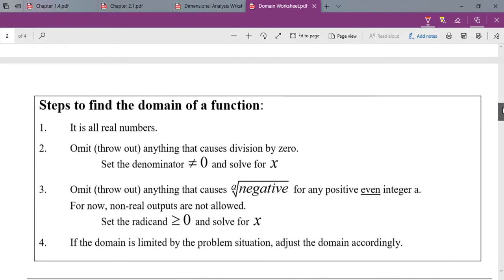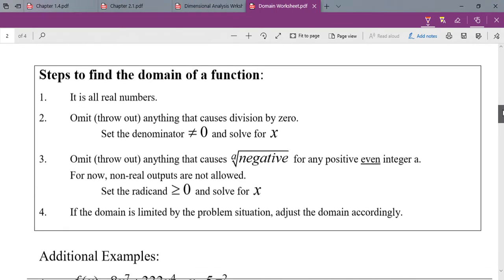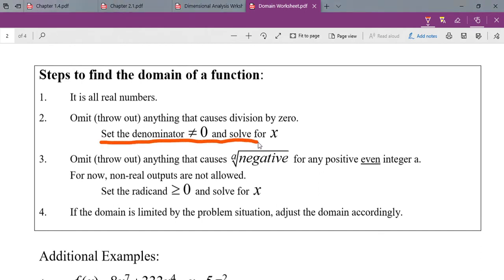Now if we can move on, we can find the steps to finding the domain. It's pretty simple. One, you start out with all real numbers. Then you start to omit or throw out anything that doesn't make sense according to the problem. So step number 2 says omit or throw out anything that causes a division by 0. In order to do that, we're going to set the denominator not equal to 0 and solve for x.